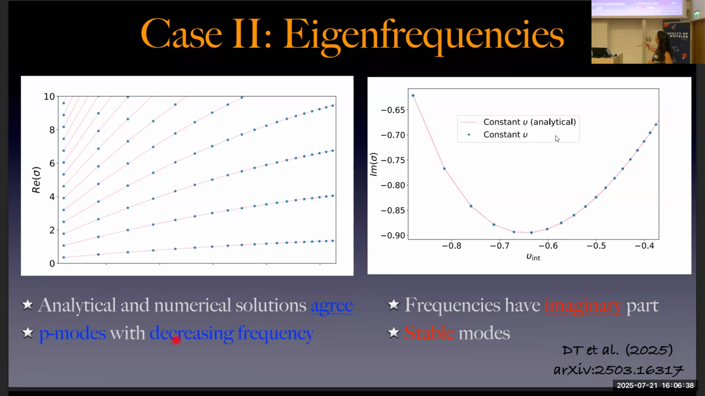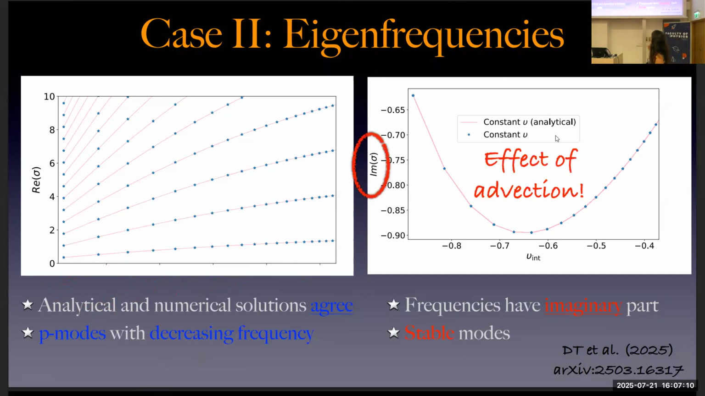Now, by doing this, we're going to get the following results. So in the left plot, I have the real part of the frequency with respect to the velocity, and the pink constant lines, they are the analytical values, while the little blue stars, they are the ones we obtain numerically. So you can see that we have a perfect agreement, and you can also see that we have basically P modes with decreasing frequency.